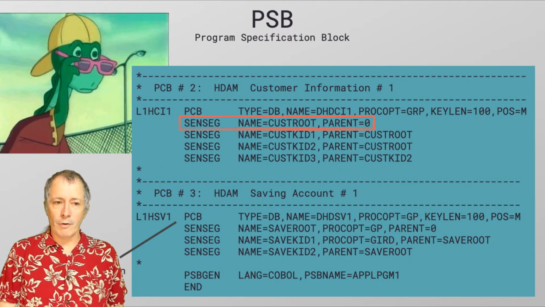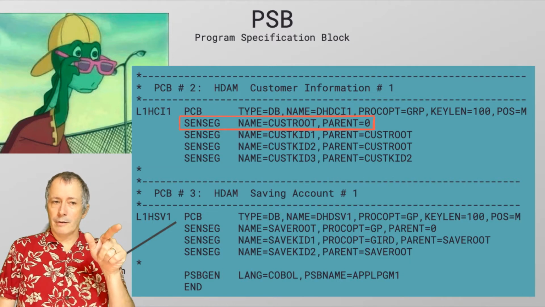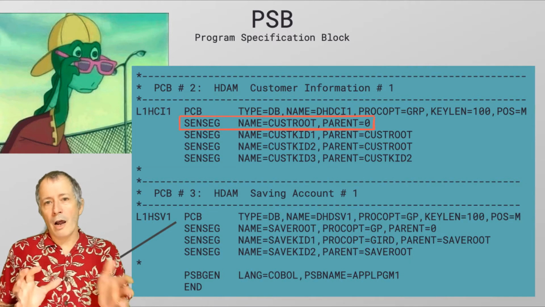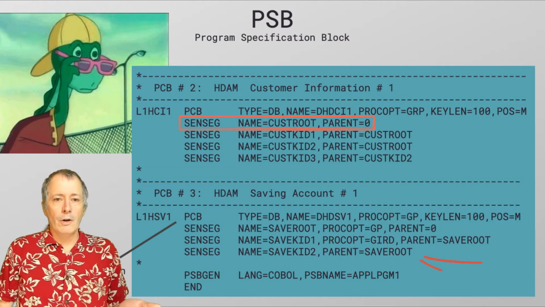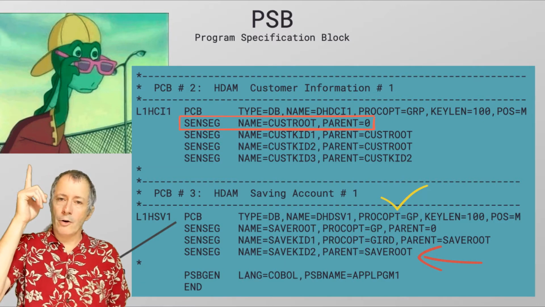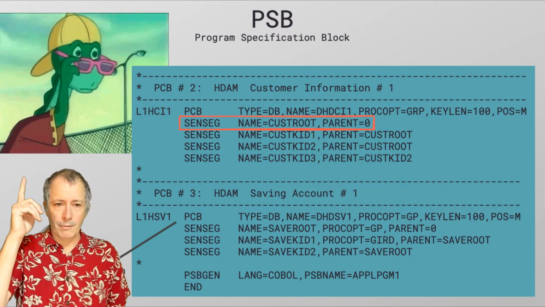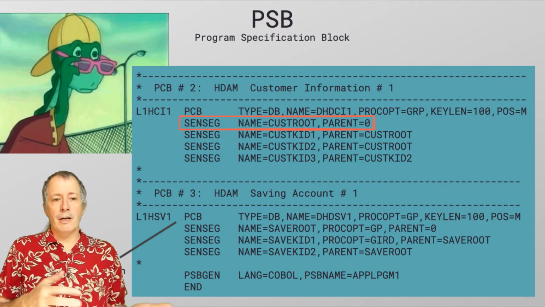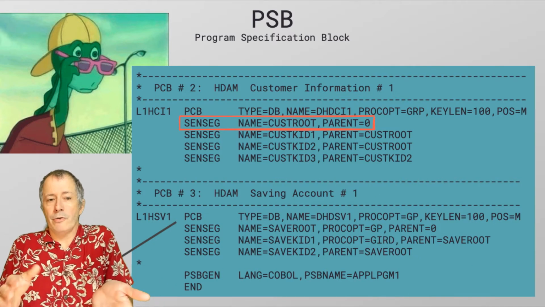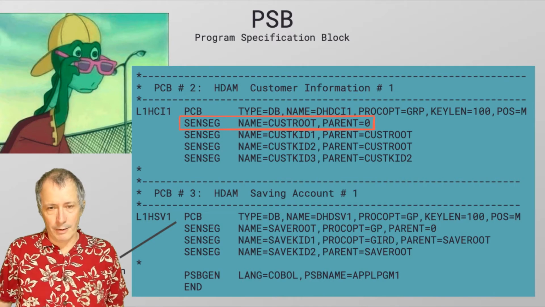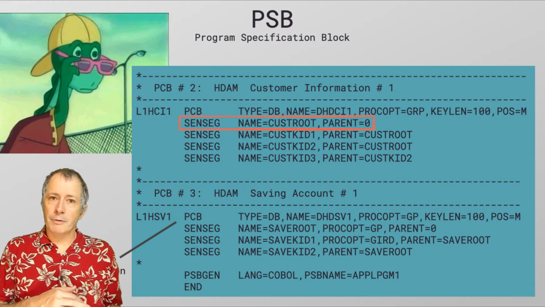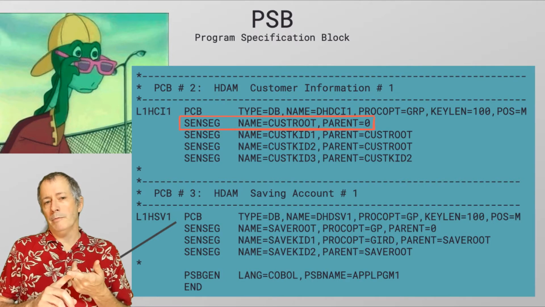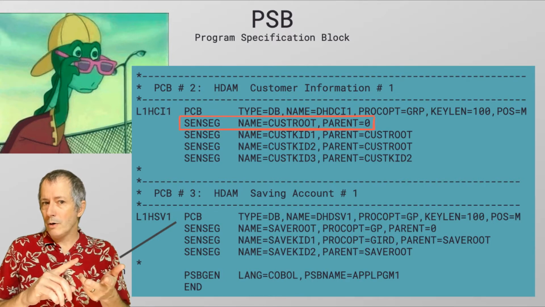at the PCB level. Now, save kid 2 does not have a proc op coded at the segment level, so it uses the proc op that's coded on the PCB level, which is GP. Save kid 2 can be read but not updated. There are 2 PCBs coded in this PSB. They are numbered PCB 2 and 3.